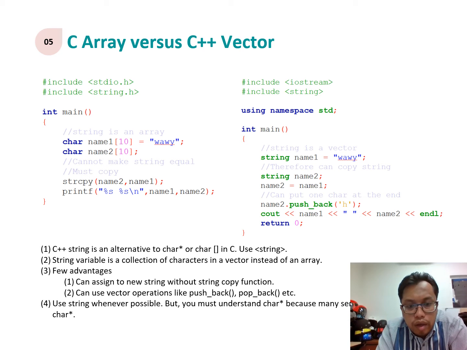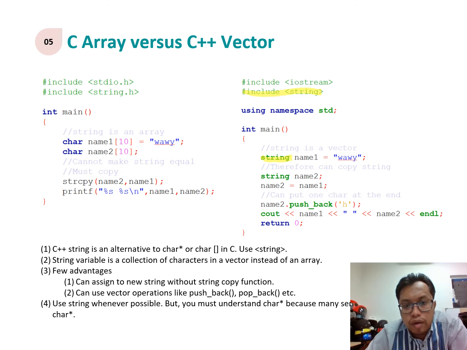Okay, now in C++, you can use the string. Basically, you can just create a variable with the type of string without using an array. A string is basically a collection of characters in a vector. Basically, the string is using a vector.